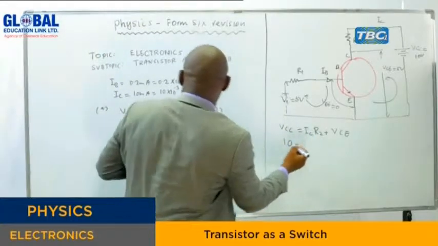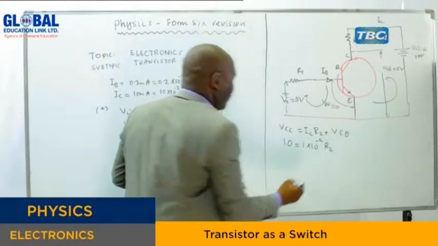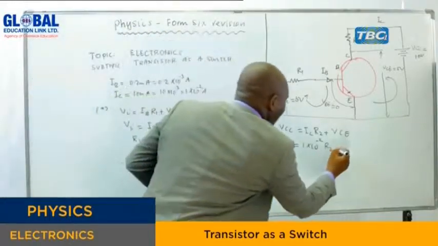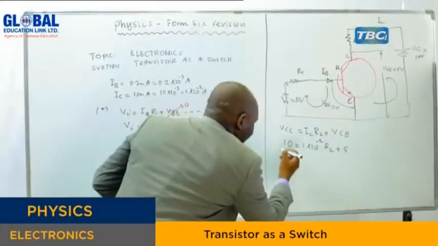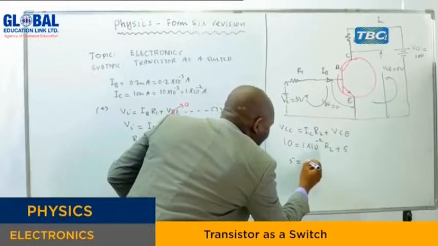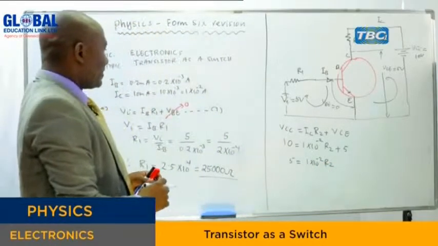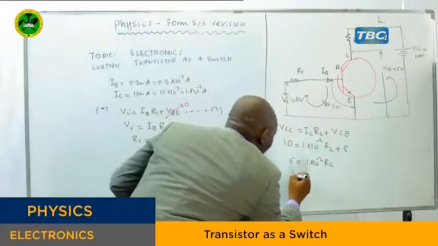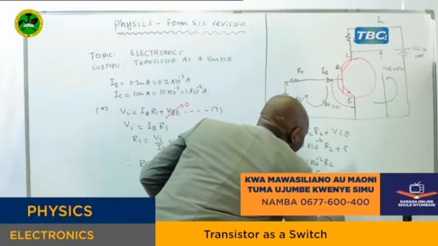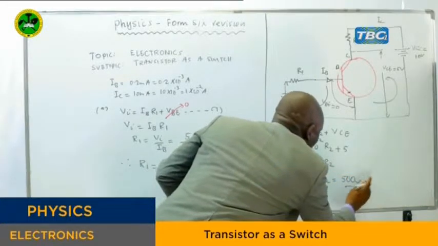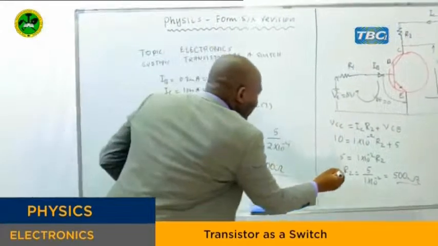Our IC is given as 1 times 10 negative 2. We have R2, which we are looking for, plus our VCE, which is given as 5. So you have 10 minus 5, which equals 5, which is 1 times 10 negative 2 times R2. From there, you can find the value of R2 as 5 divided by 1 times 10 negative 2, which gives us 500 ohms. So those are the values of R1 and R2 respectively, according to the equation.